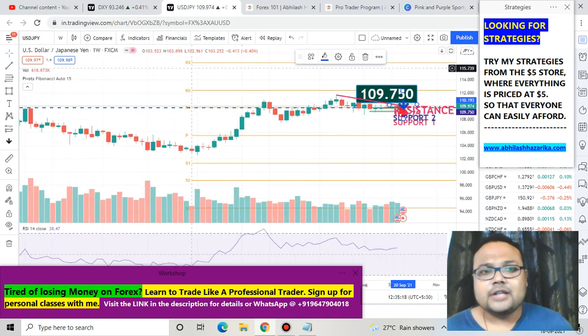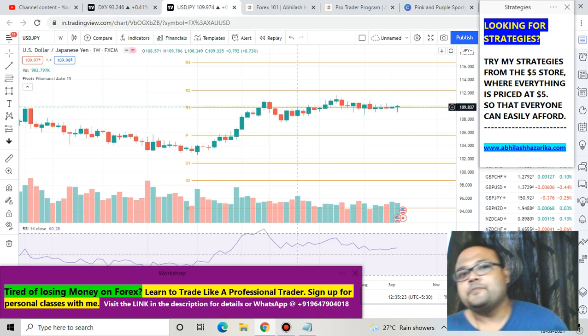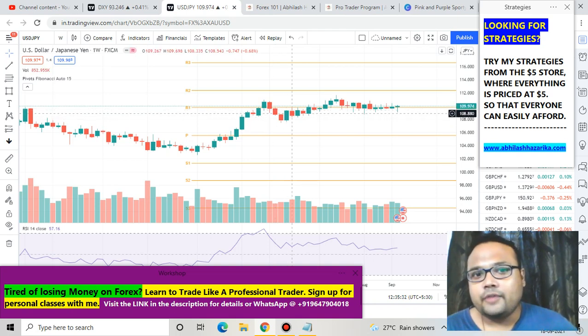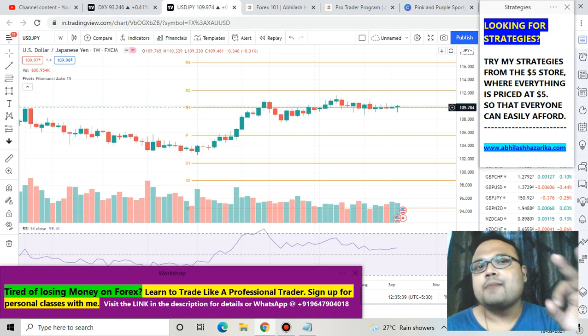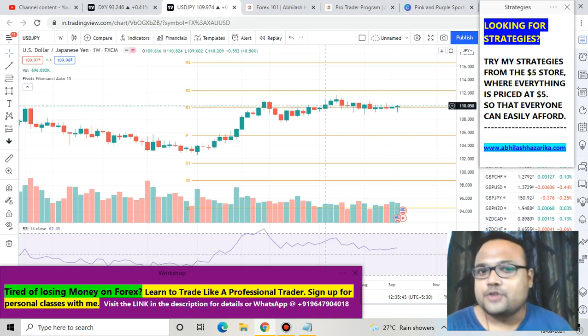So this is the weekly chart of USDJPY. Let me remove the drawings. Previously, this level was the resistance for the market for 1, 2, 3, 4, 5, 6, 7, 8, 9 weeks, which means that the same level acted as a strong resistance for the market for more than 2 months. And when the market broke the resistance in the month of June, the same level became the support for the market.